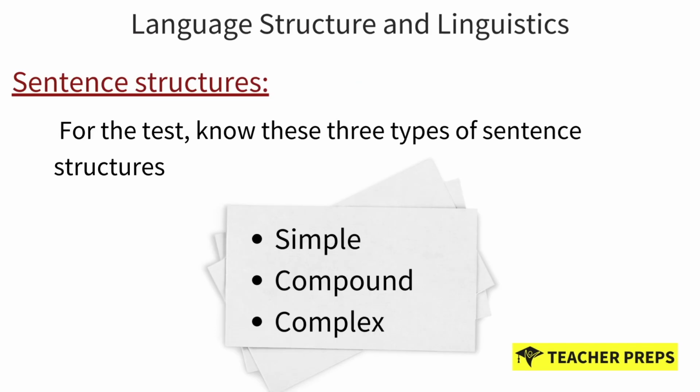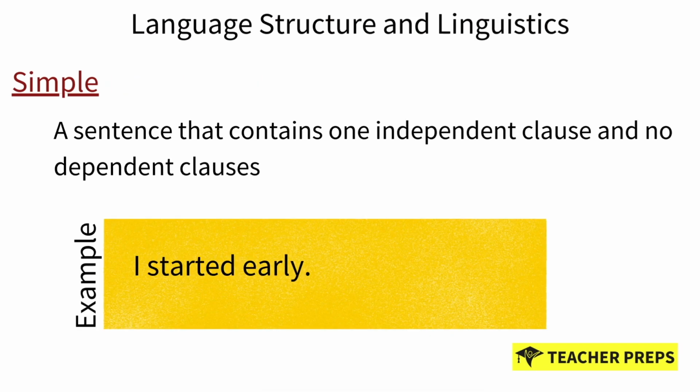Now we have sentence structures. For the test, know these three types of sentence structures: simple, compound, and complex. A simple sentence contains one independent clause and no dependent clauses. For example, I started early.